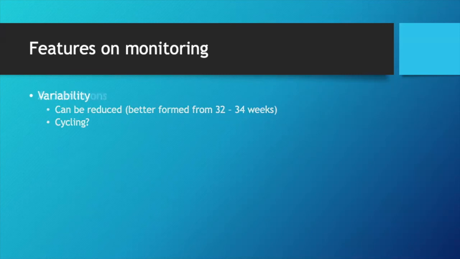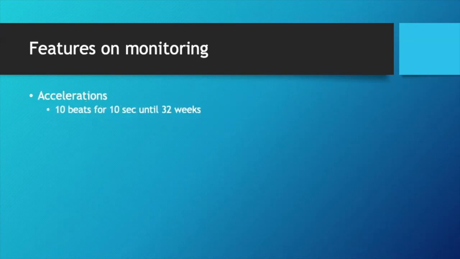Having said that, accelerations themselves can be not fully developed up until 32 weeks. So at less than 32 weeks, we accept an acceleration being 10 beats for 10 seconds, so a rise of 10 beats for 10 seconds. It's not the 15 by 15. The reason is that the somatic system is not fully developed as yet, so the accelerations might not be as obvious. That makes monitoring increasingly more difficult.